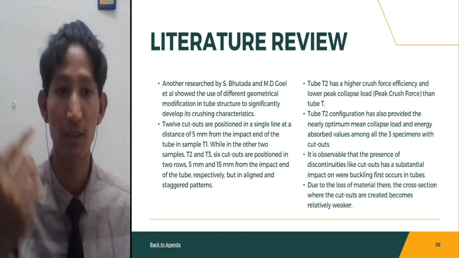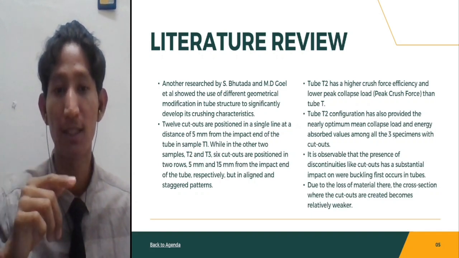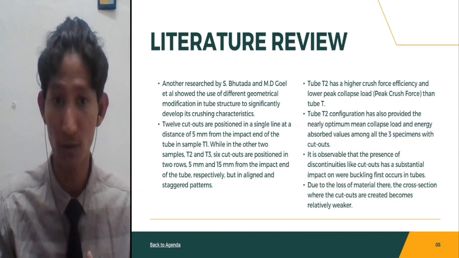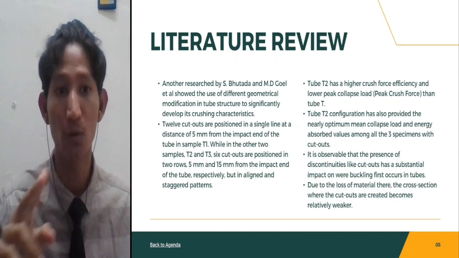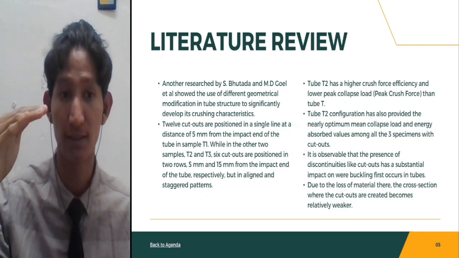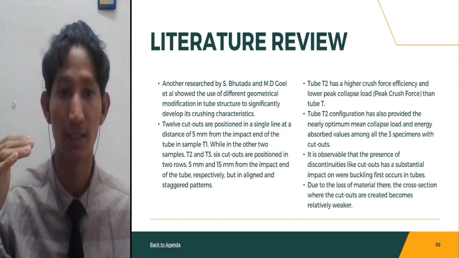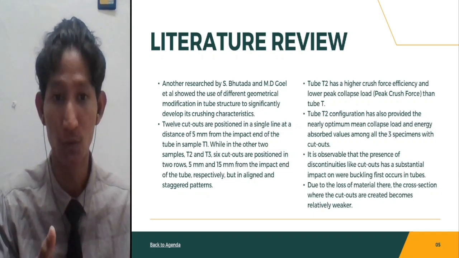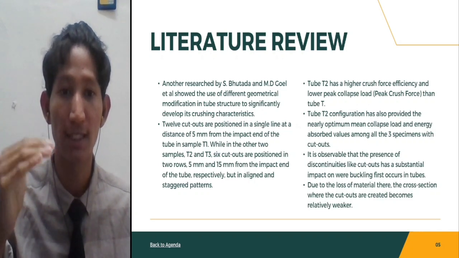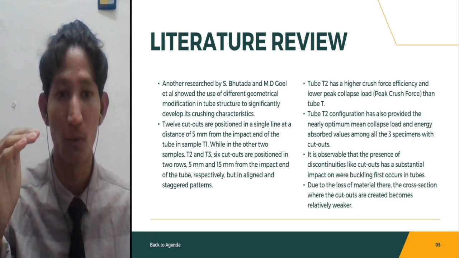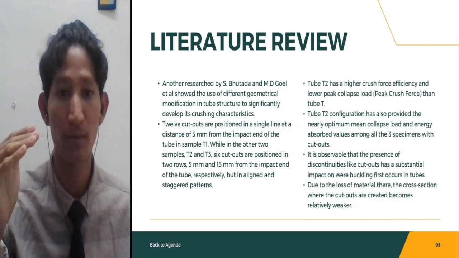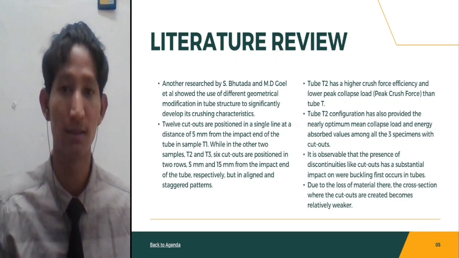For samples T2 and T3, 6 cutouts, which are window-shaped holes, are positioned in 2 rows, 5 mm and 15 mm from the impact end of the tube respectively. But for T2, the cutouts are positioned in aligned patterns, while for T3, the cutouts are in staggered patterns.